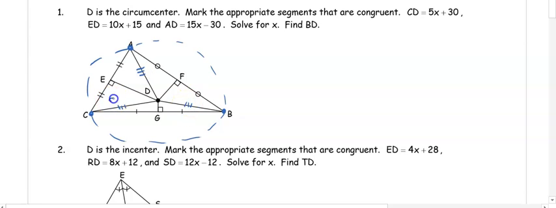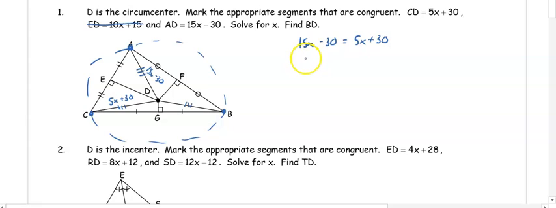So we have that CD is 5x plus 30. We have ED, which was not one of the segments we marked, so we're going to cross it out because that's not something we're going to use. And AD is 15x minus 30. So these segments are congruent. 15x minus 30 equals 5x plus 30.